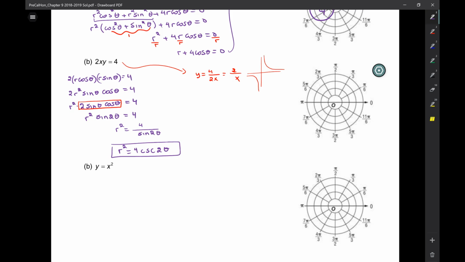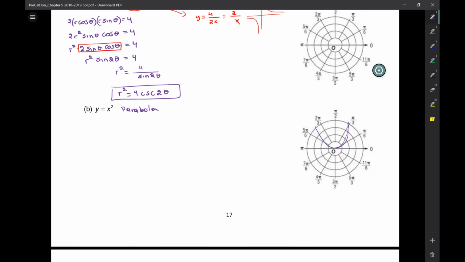Okay, let's do this next one because I love this one. What kind of equation is this? A parabola. Right? y equals x squared. That's the classic parabola. Don't worry about the graph yet today. So now I know what y is. It's r sine theta. And I know what x is. It's r cosine theta, squared. Okay, let's square these things. And that's what we get.